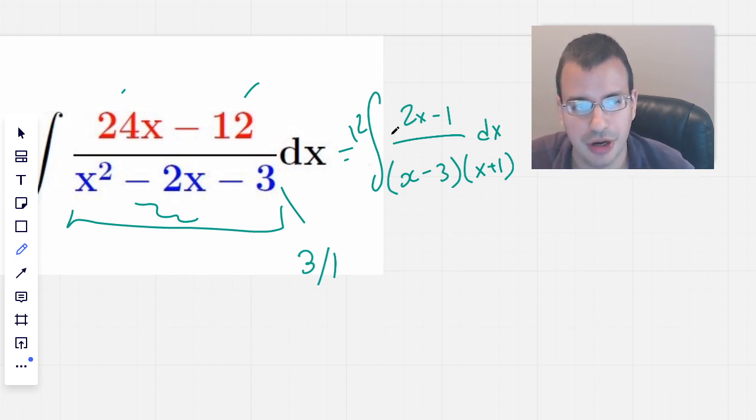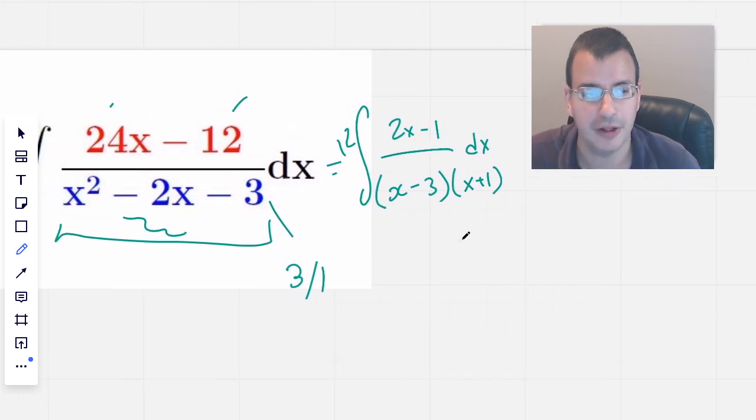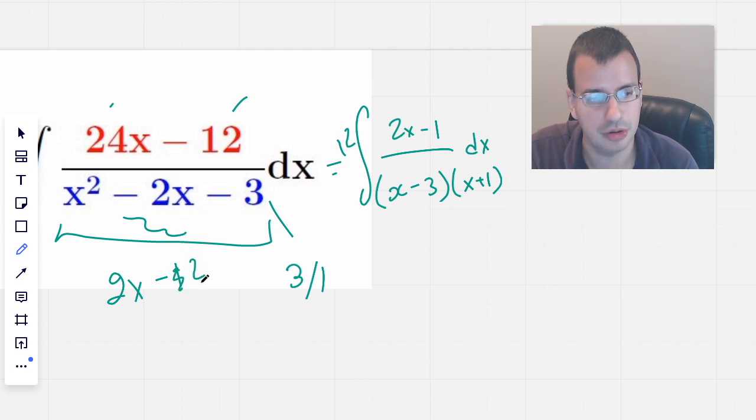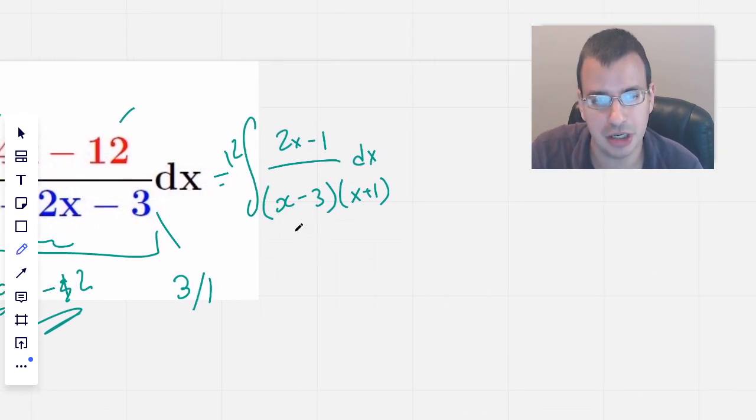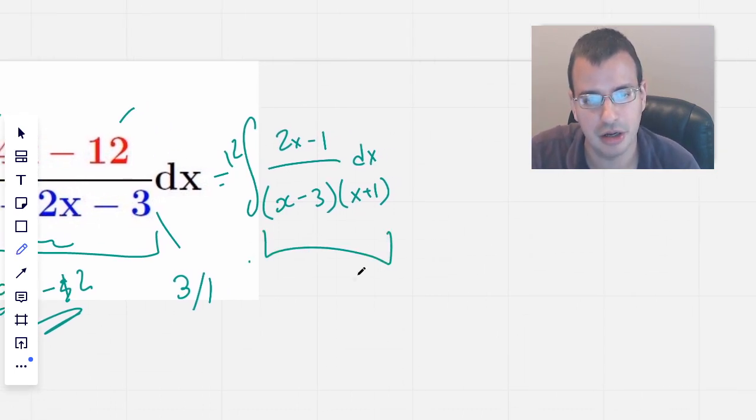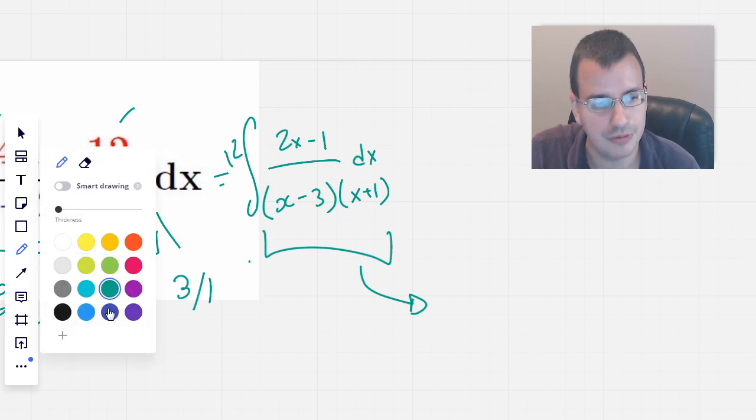So it looks like what we're going to have here is partial fractions. When we take the derivative of the bottom, we get 2x minus 2, which is close to 2x minus 1, but not quite. If it was 2x minus 2 up here, then we could do u substitution, say u equals the bottom, and everything would work great. But not quite. So what we're going to do is take this fraction right here and break it up using partial fractions.